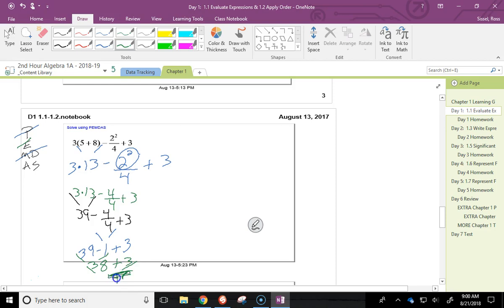About 40. Just joking, make sure you're paying attention. It is 41. See, that would have been one of those mistakes that I say makes you look silly. Somehow I almost said 38 plus 3 is 40.